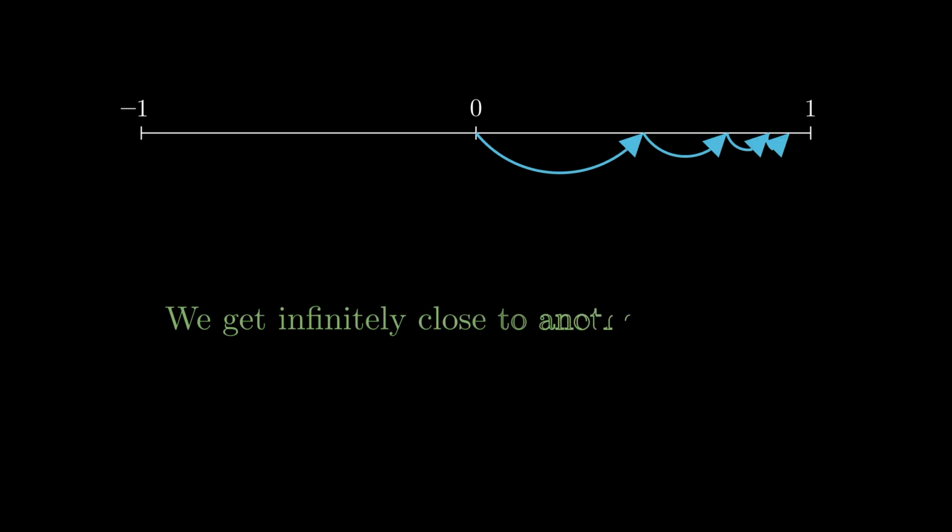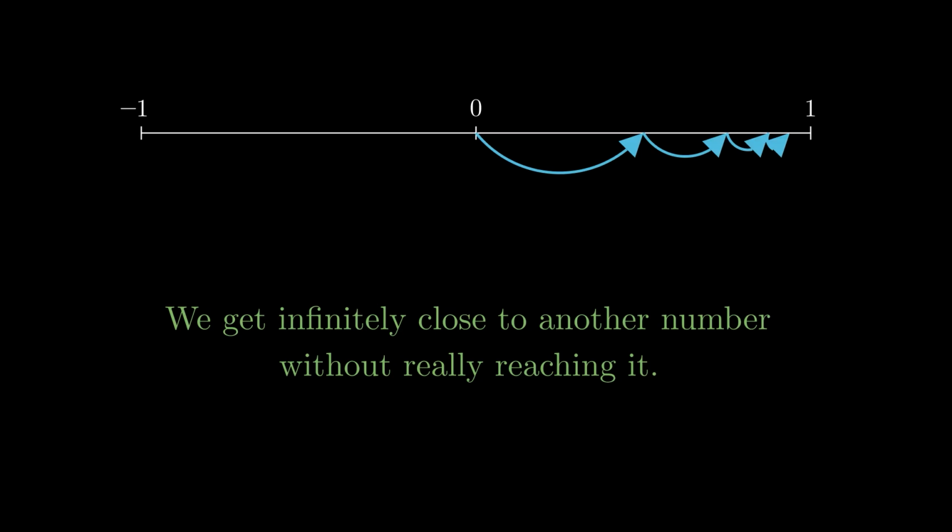Let's look at a similar example, except this time it's on a number line. If we take any 2 points on a number line, let's say 0 and 1, we can find the halfway point between them. This is 1/2. Now let's find half the distance between the new points 1/2 and 1. It'll be 3/4. If we repeat this process, we will get 7/8 and then 15/16 and so on. As you can guess, this can also go on forever. We get infinitely close to another number without really reaching it, and this is the basis for all calculus.